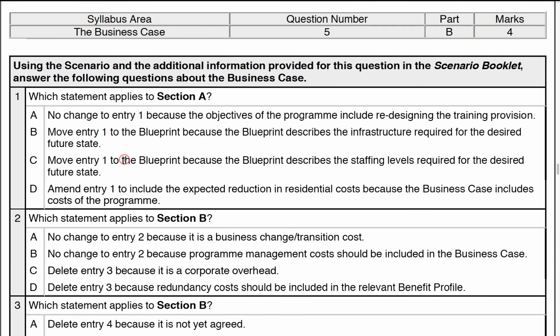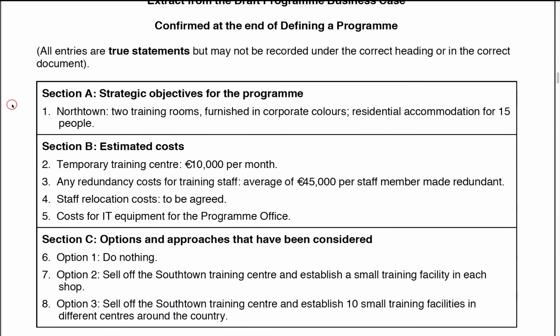So, firstly, question 1 to section A, and it's saying no change, move, or amend. So let's look and see what's in question 1. Strategic objectives: 2 training rooms furnished in corporate colours, residential accommodation for 15 people. Right. So, as much as that is a strategic objective, remember this is supposed to be a business case, so it really should not be in there. This is more about the design of the solution, which goes in the blueprint, right?